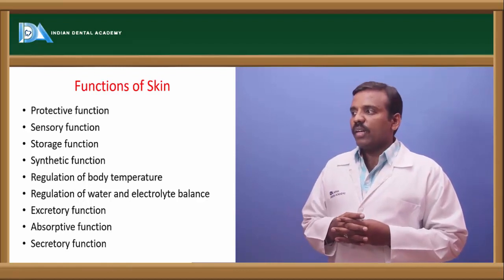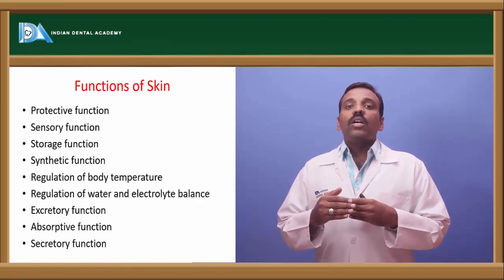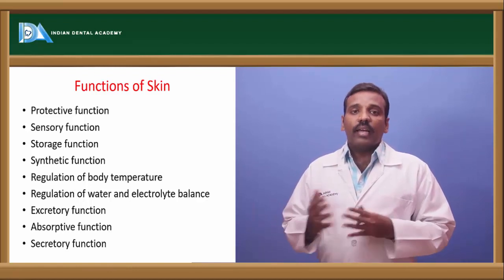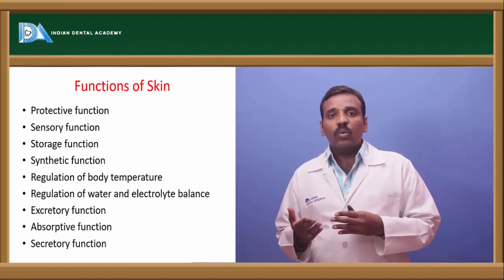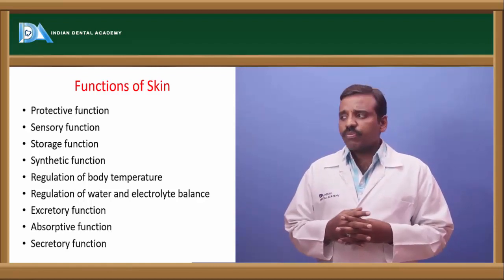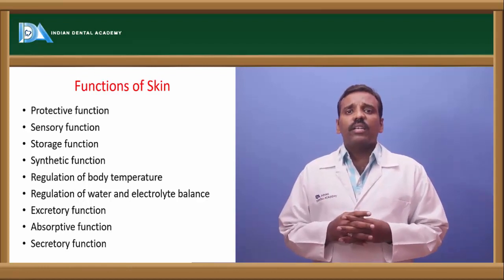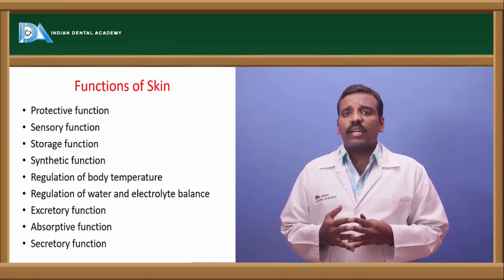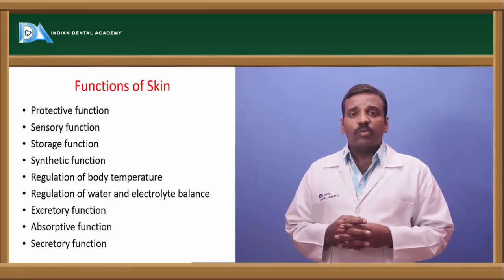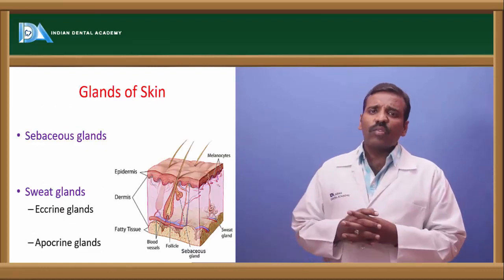Next is regulation of the water and electrolyte balance. If there is more water in the body, it is excreted in the form of sweat by the sweat glands. Electrolytes are also maintained by the excretion of electrolytes. Next is excretory function. The waste materials, like sebum and sweat, are excreted by the glands of the skin. Next are absorptive function and secretory function, and then the glands of the skin.